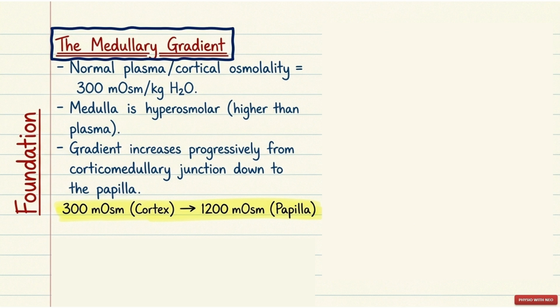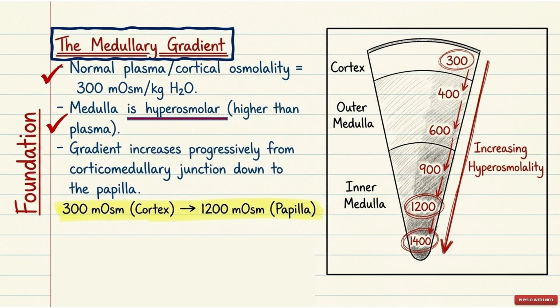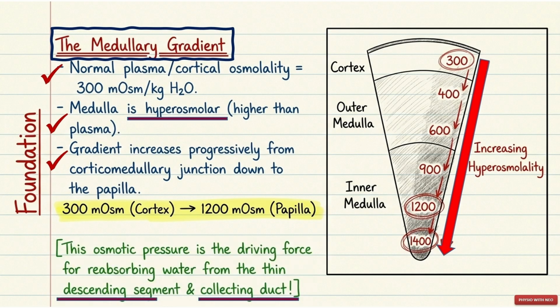What is the medullary gradient? Normal plasma osmolality is about 300 milliosmol per kg, whereas the medulla in the kidney is hyperosmolar. That is, its osmolality is higher than the plasma. As you can see from the diagram, this gradient increases progressively from cortex to medulla, that is from 300 to 1200 to 1400 milliosmol per kg. And this osmotic pressure is the driving force for reabsorption of water from the thin descending segment and collecting duct, and ends up forming concentrated urine. Remember, this is the main principle.